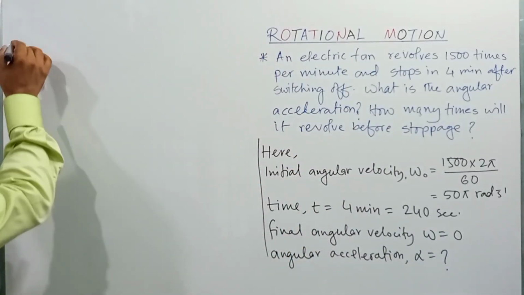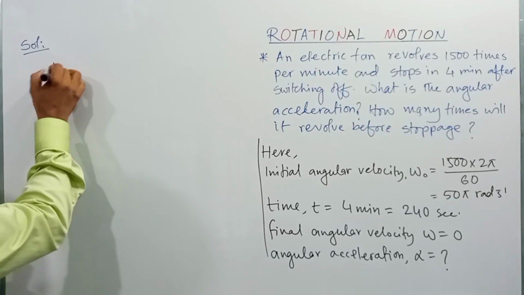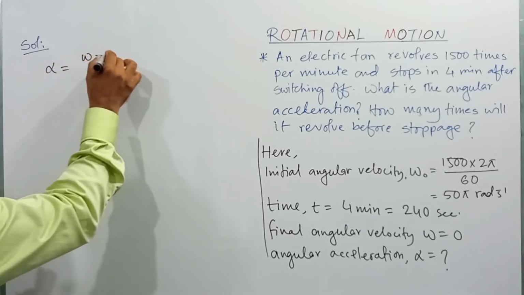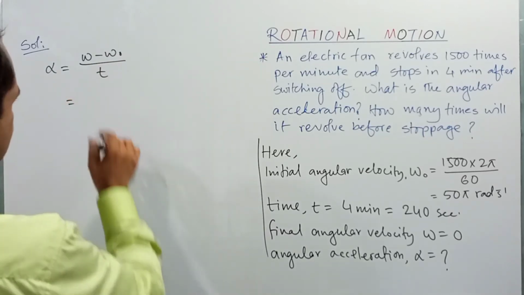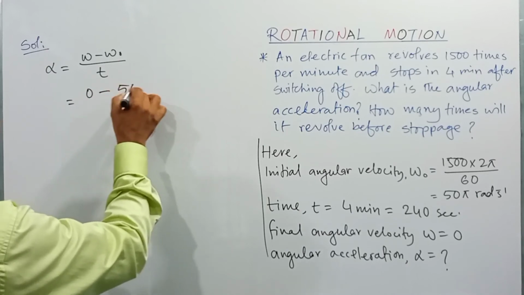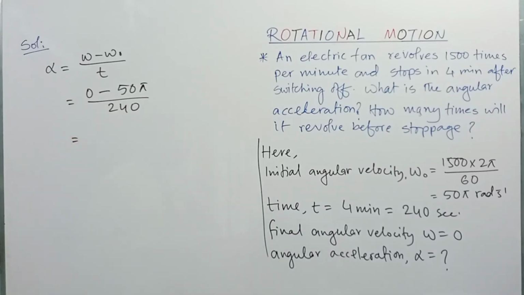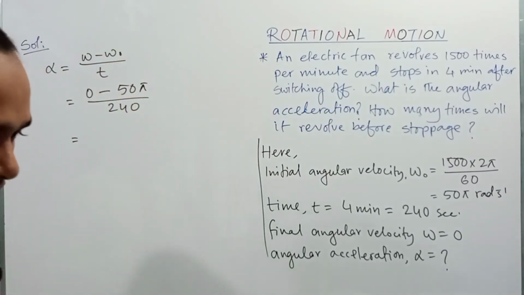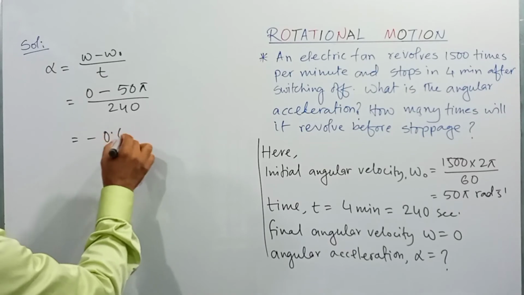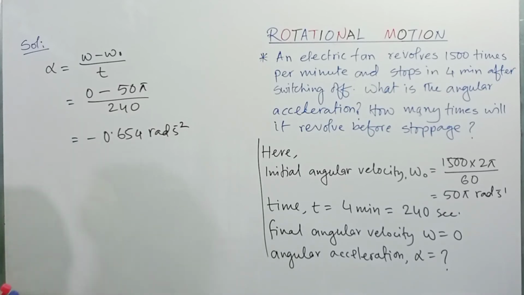So we know the angular acceleration alpha is equal to omega minus omega naught divided by t. Okay. So using the values omega is equal to 0, omega naught is equal to 50 pi, and t is equal to 240, after the calculation you will get minus 0.654 radian per second square. This is the angular acceleration of the fan.